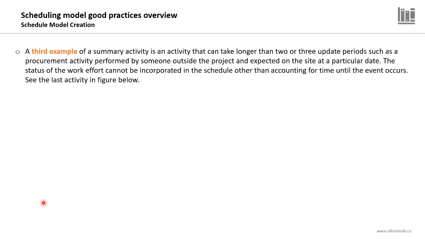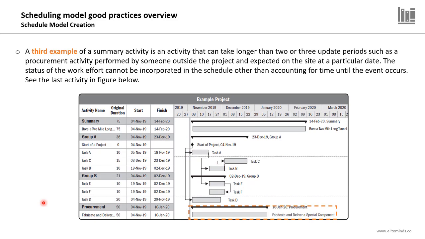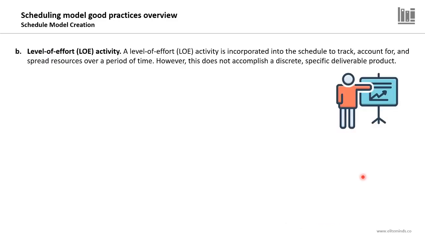A third example of a summary activity is an activity that can take longer than 2 or 3 update periods, such as a procurement activity performed by someone outside the project and it's expected on the site at a particular date. The status of the work effort cannot be incorporated in the schedule other than accounting for time until the event occurs. So here is an example of this type where the summary activity can take longer than 2 or 3 update cycles, like the procurement activity shown here, fabrication and delivery of a special component.